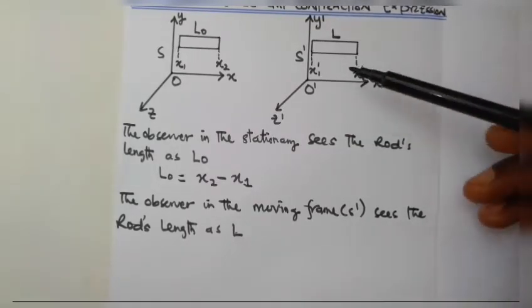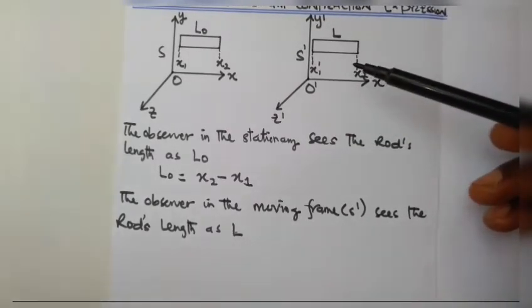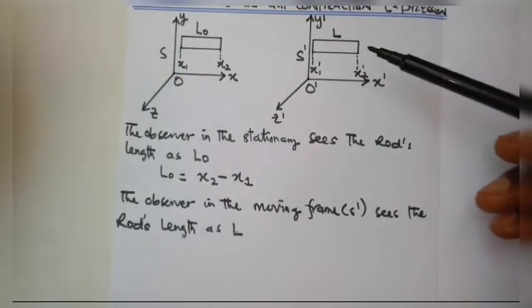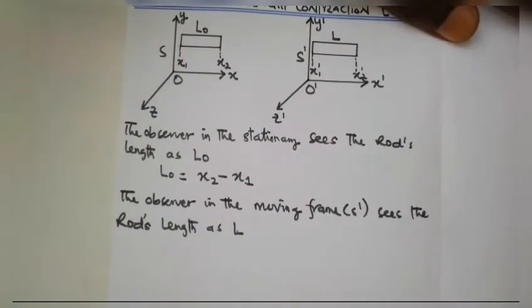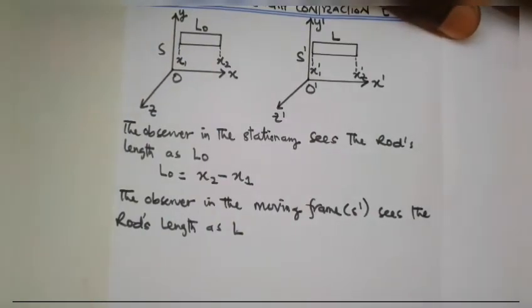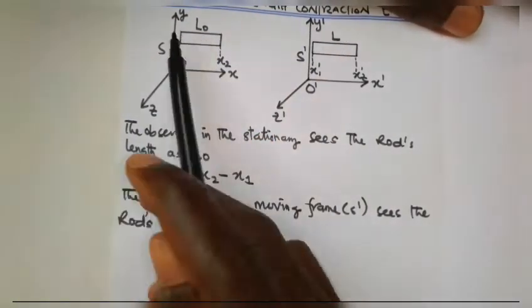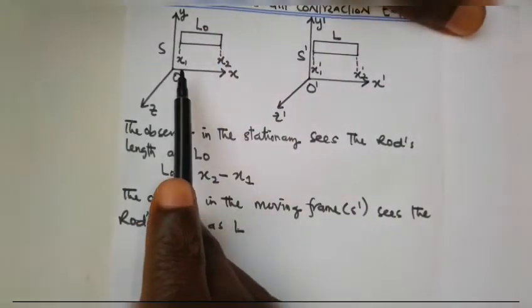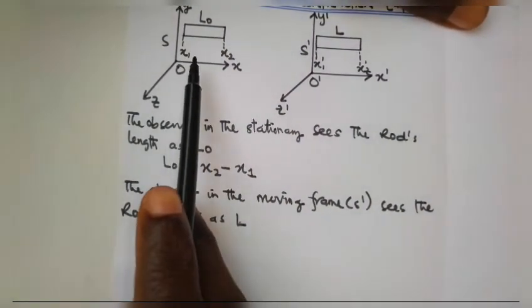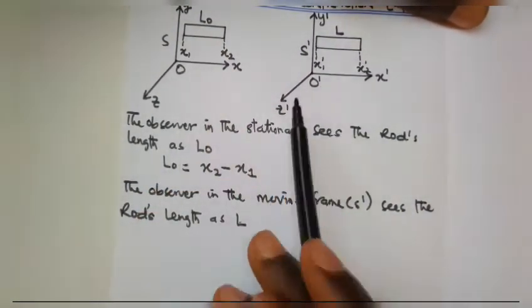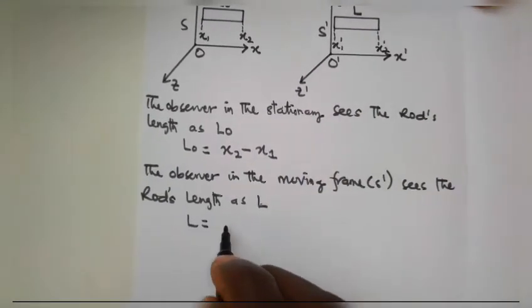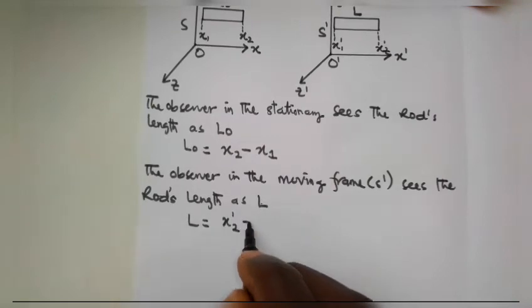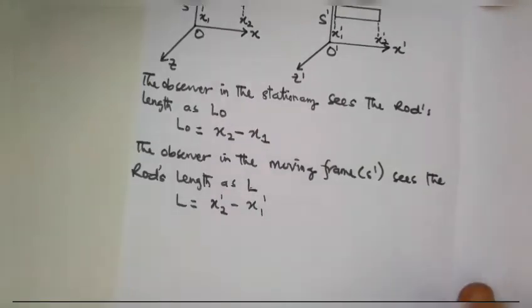This observer will see the rod to have a different length from this observer here, but the length contraction expression is an equation that will help us to unite or mix together this length and this length, so that if you were in the stationary frame, you could also calculate the length of that rod in the moving frame. So L is equal to x2 prime minus x1 prime.